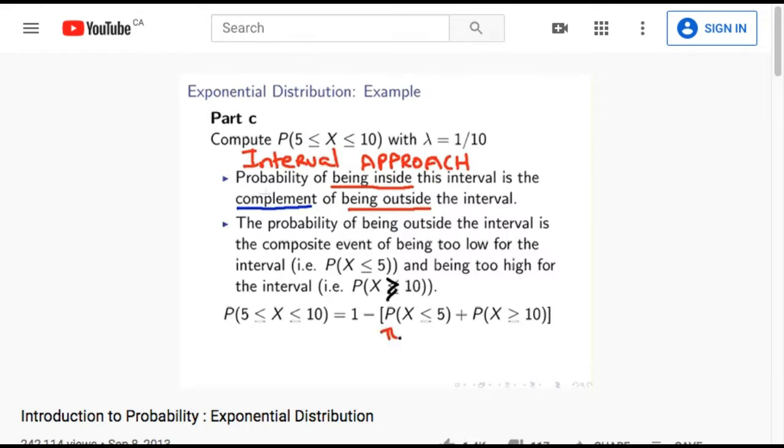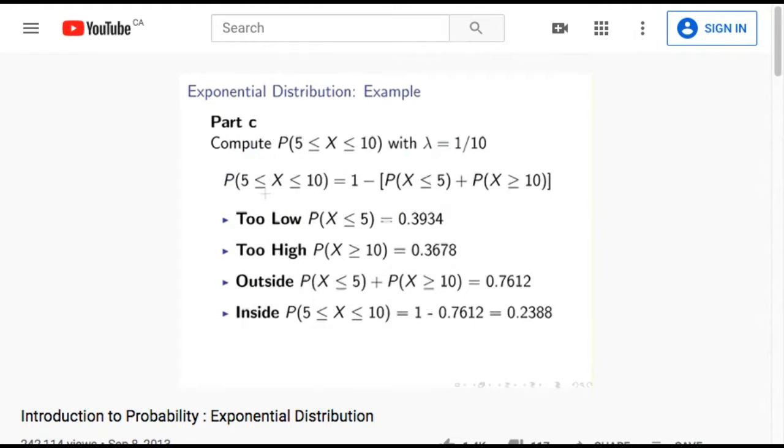So this is too low here, and this is too high here, and together they are outside the interval, and this is the probability of being inside the interval, and we have this 1 minus term here. So that's the complement rule. All we have to do is add the probability of being too low to the probability of being too high. That gives us the probability of being outside, and then just find the complement of that.